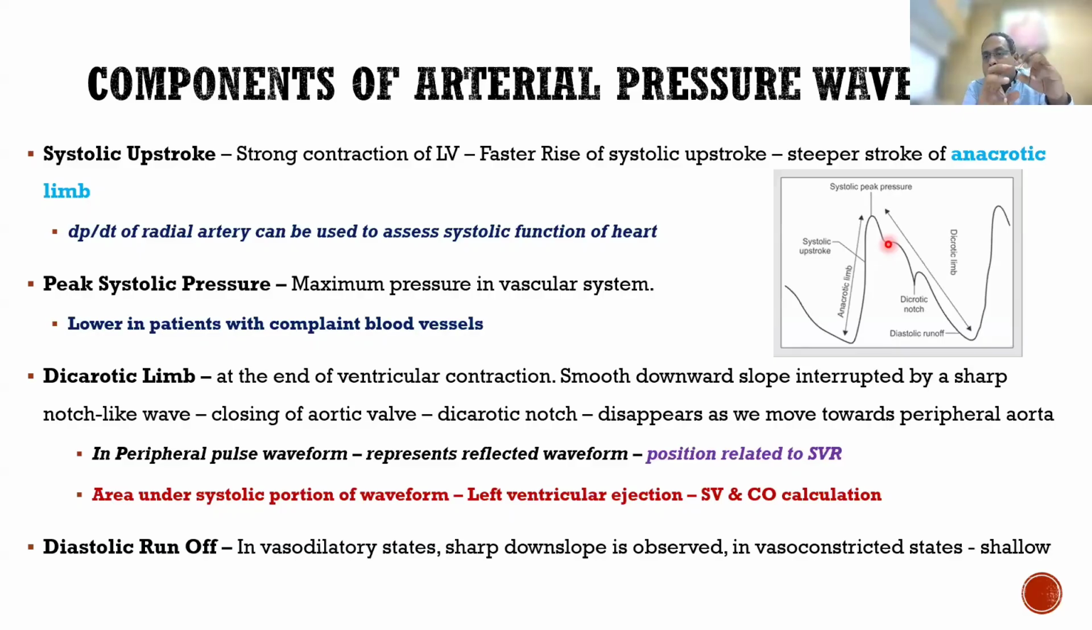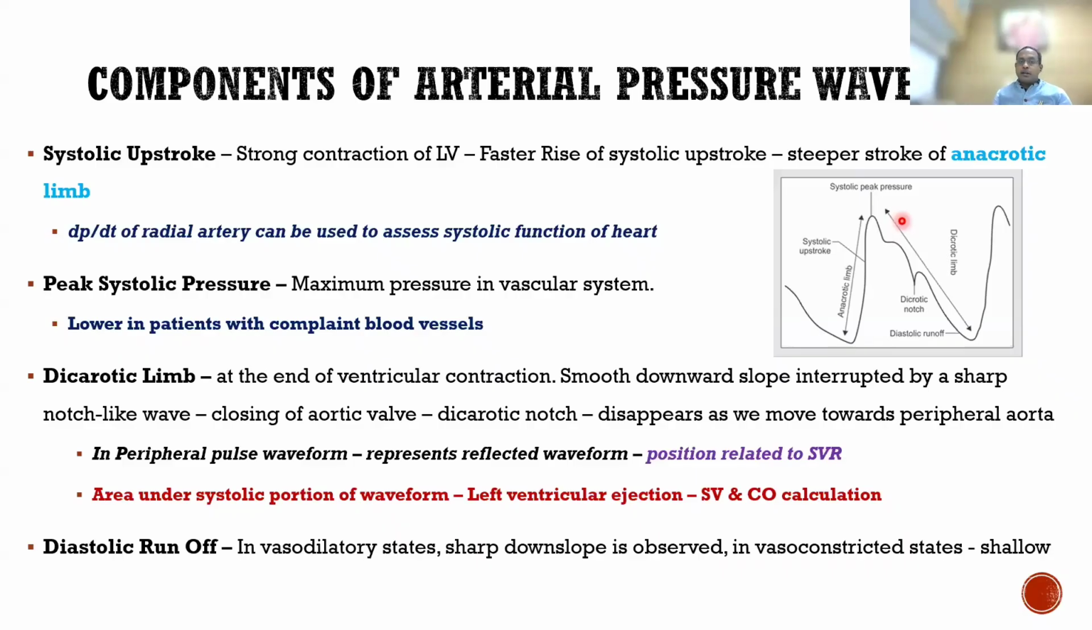In the systolic upstroke, you can see the rate of change of pressure with respect to time. The steeper the anacrotic limb, the faster the rise of the systolic upstroke. This means that the LV contractility is very good. If you see that this upstroke is quite delayed, and the change in pressure with respect to time is delayed, this means that the LV function may not be adequate. So if you see arterial waveforms daily, you can gauge whether the LV function is appropriate or not. This is not an absolute value that is very specific, but you can get an idea of your left ventricular function.